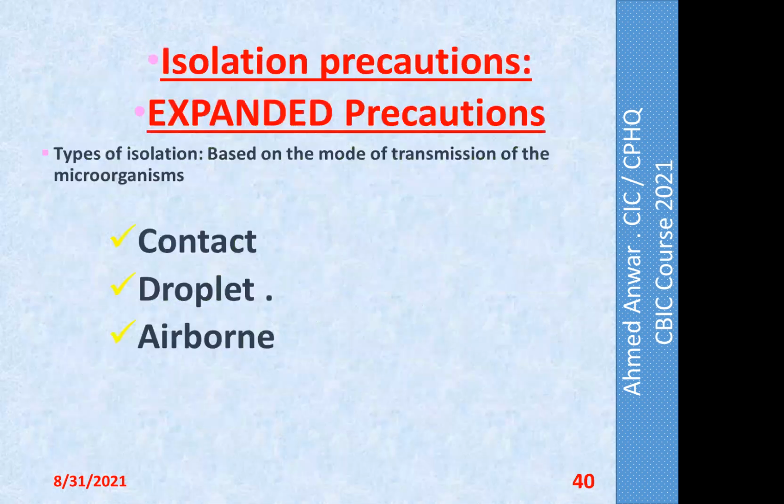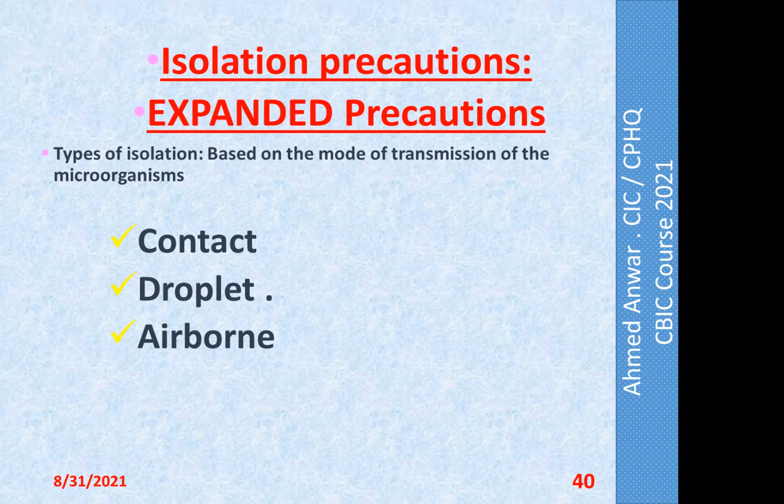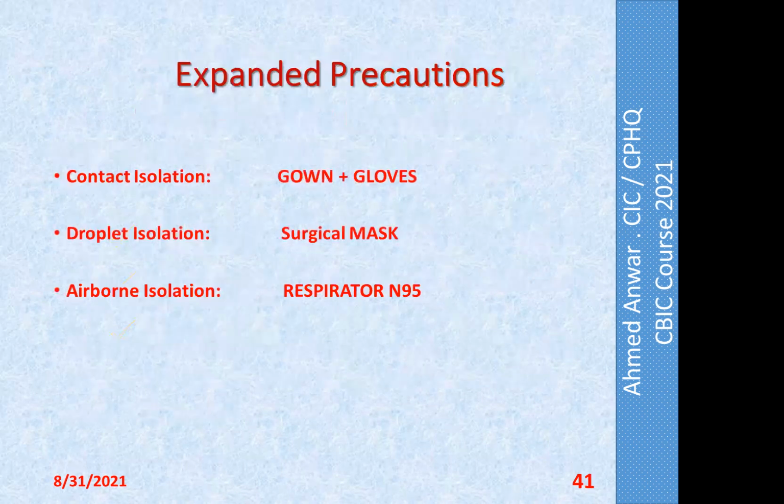We will now move on to isolation precautions. As we said, isolation precautions depend on the mode of transmission. They are divided into contact, droplet, and airborne. For contact precautions, the most important PPE is gown and gloves. For droplet precautions, a surgical mask is enough. For airborne isolation, we have to wear an N95 mask and do a fit test before it.